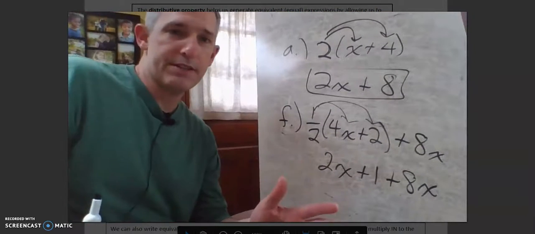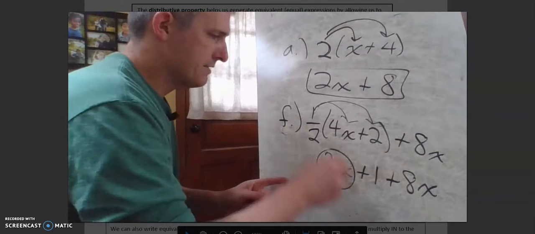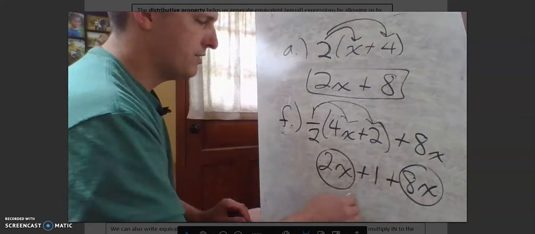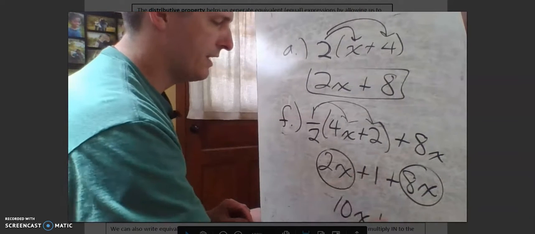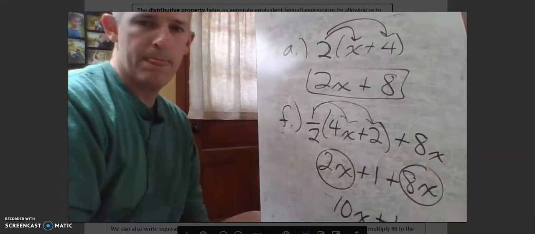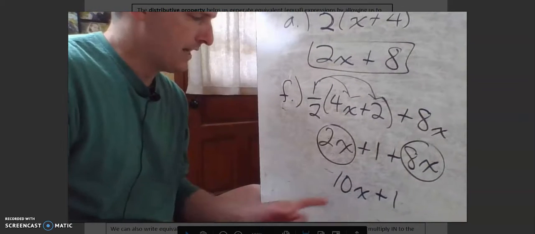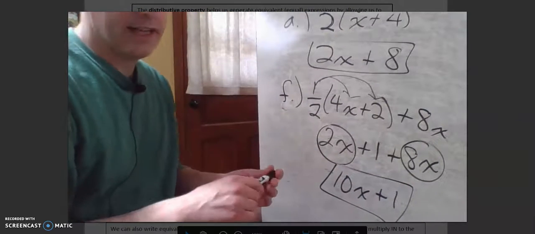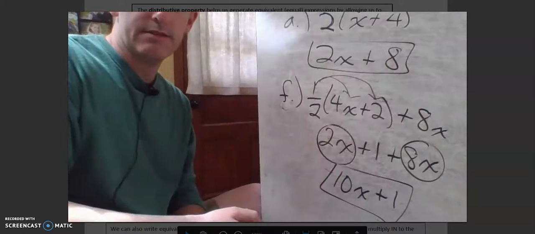Now I need to look for like terms. Okay, and I see that this has an x, this has an x, so I'm going to combine those two together. A 2x and an 8x would make for 10x, and then I bring down my plus 1. And then that's all the further I can go, okay? Because I cannot combine those two terms. So that's what the distributive property does. Okay, it takes what's outside the parentheses and multiplies it by everything inside the parentheses.